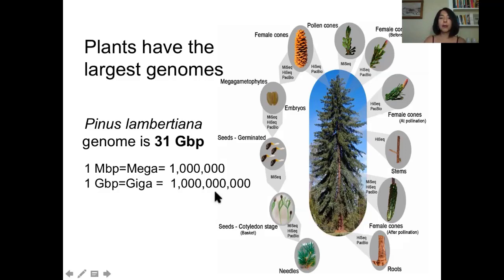Previously, we were talking about megabase pairs. In humans, we have 3,000 megabase pairs. This is an order of magnitude larger, and this is 31 gigabase pairs. This is gigantic, the information that we have in this species and in other pines, but also in other plants.